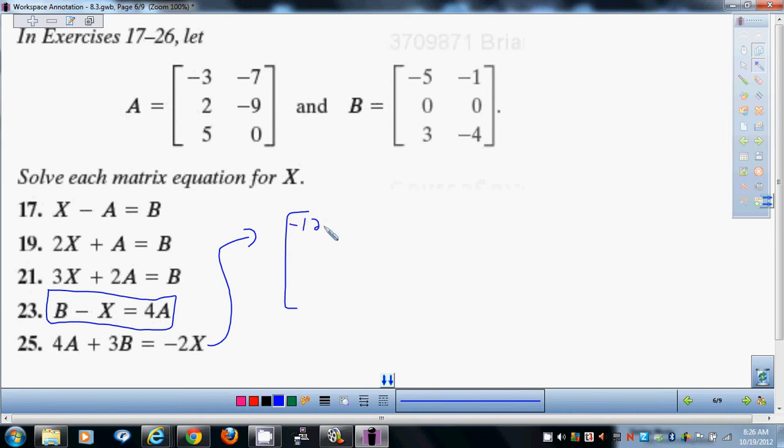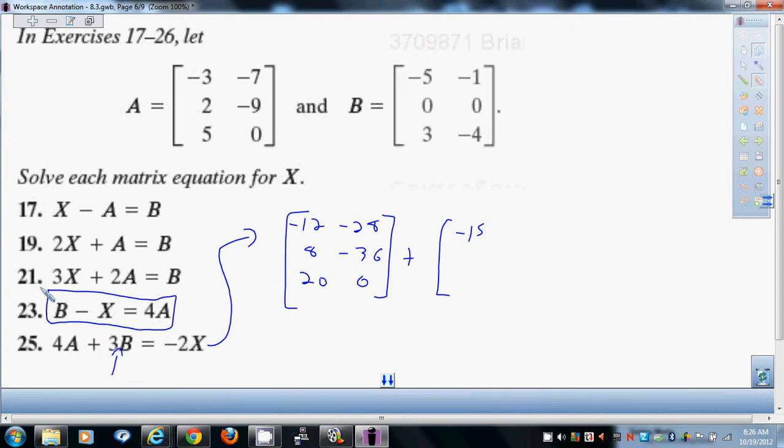So it'd be, let's see, where was I? Negative 3, 0, 0, 9, and 12. Negative 12. Thank you. Now I'm going to go ahead and add those together. So that gives me negative 27, negative 31, 8, negative 36, 29, and negative 12. That is 4a plus 3b, and that equals negative 2x.